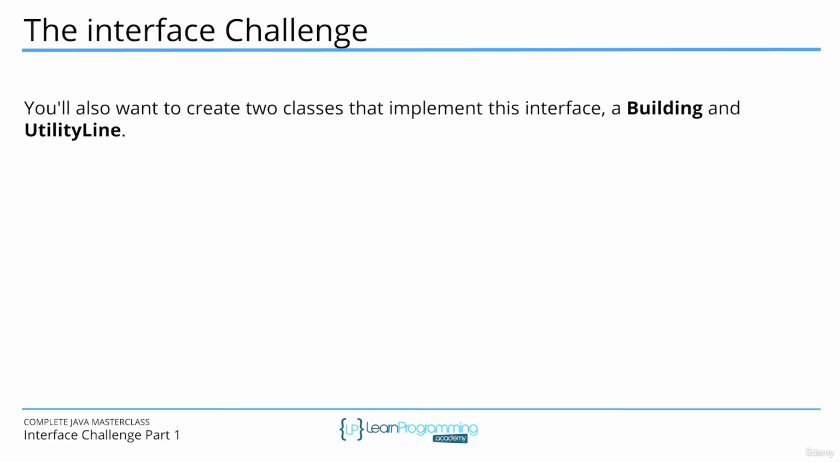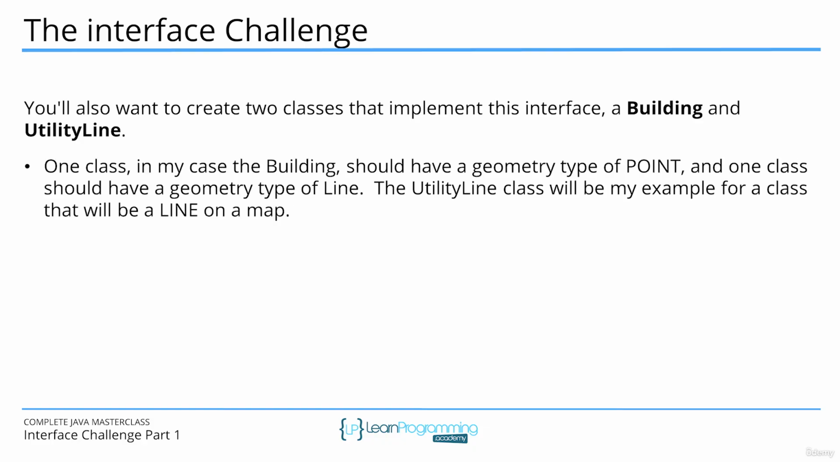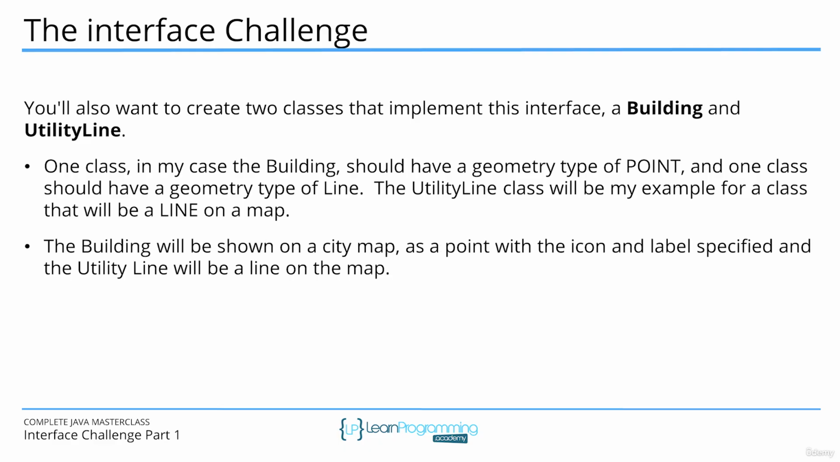These can be anything you want, but the examples I'll use are a building and utility line. One class, in my case, the building, should have a geometry type of point, and one class should have a geometry type of line. The utility line class will be my example for a class that will be a line on a map. When these items are mapped, the building will be shown on a city map as a point with the icon and label specified, and the utility line will be a line on the map.